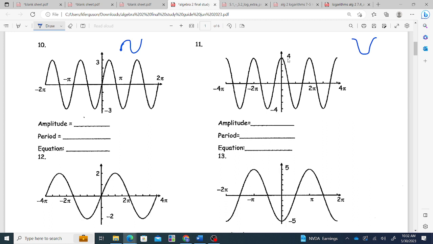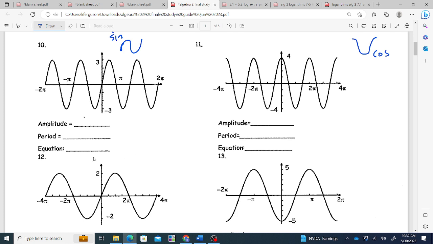Cosine's graph starts high, hits the middle, ends low, and then goes back high. So it looks like a weird V or a U. That's what the sine graph looks like, and that's what the cosine graph looks like. Now, with phase shift and vertical shifts, that changes the way it looks slightly.